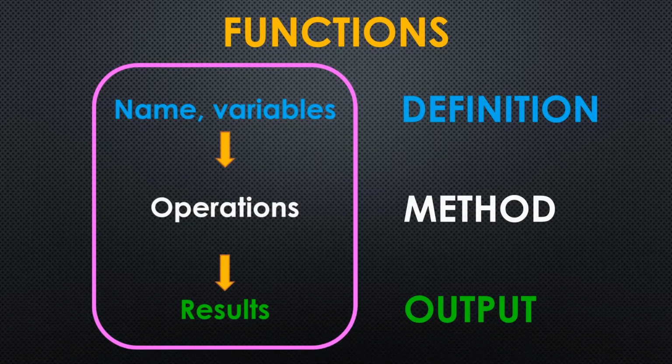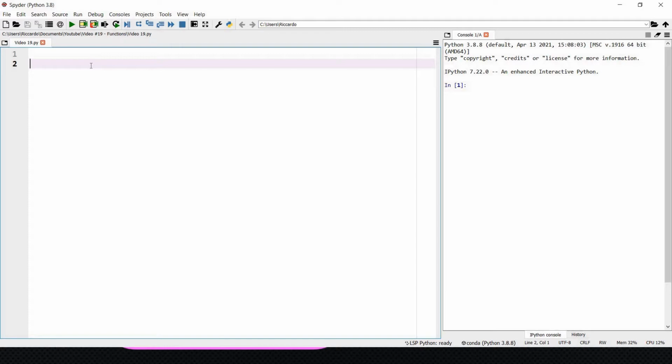Now that we've seen how functions work in theory, let's code our own custom function. In order to provide a simple example, the purpose of our function today will be to take a number as input and return the square of that number. So now let's get straight to writing our function.